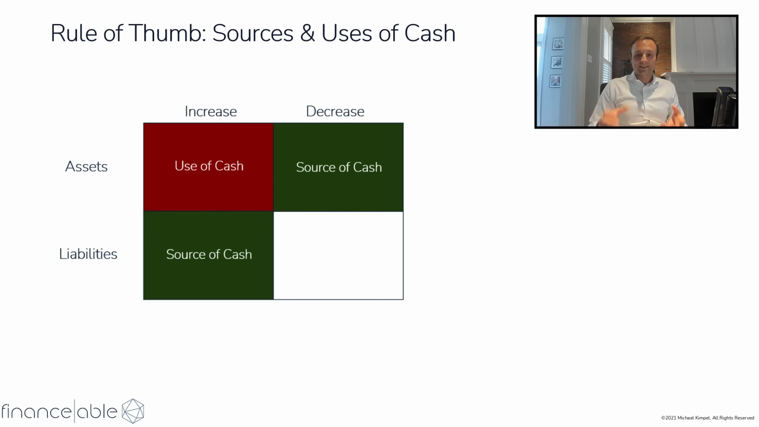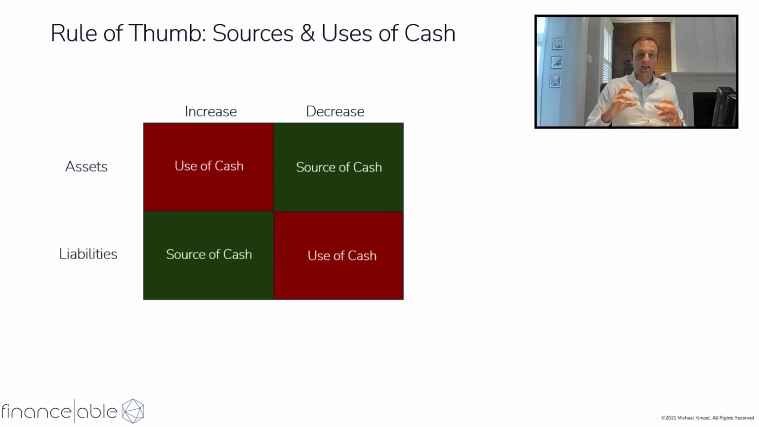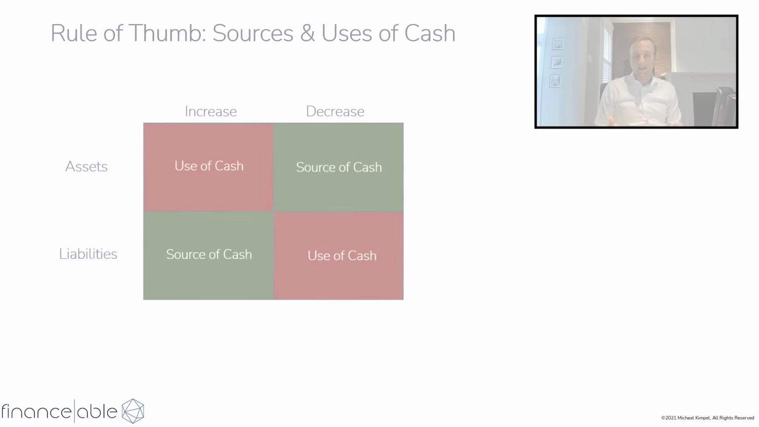So when assets decrease, it's a source of cash. Think like you're selling inventory, so money's coming in the door, or accounts receivable are going down, so you're collecting money. And as liabilities decrease, it's actually cash out the door. So think of this as we're now paying the money that we owe. It's like paying down a loan. So this 2x2 matrix is what you can use to navigate whether or not assets and liabilities are sources and uses of cash for your working capital problems.